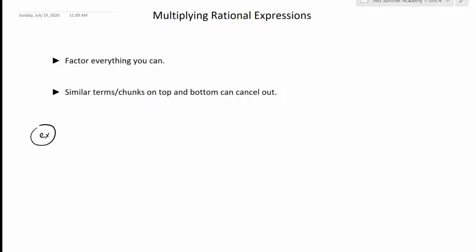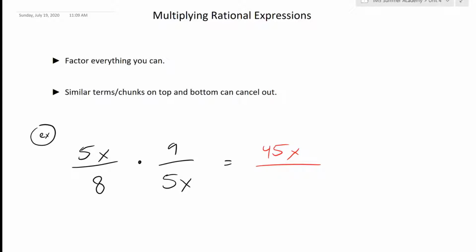So starting with our first example, let's say we have 5x over 8 times 9 over 5x. So we have two rationals, two fractions, and we're going to multiply them together. Now on the top, I could do 5x times 9 and make a 45x, because that's how you do it for fractions. You just multiply across the top and across the bottom. On the bottom, 5x times 8 gives me a 40x.